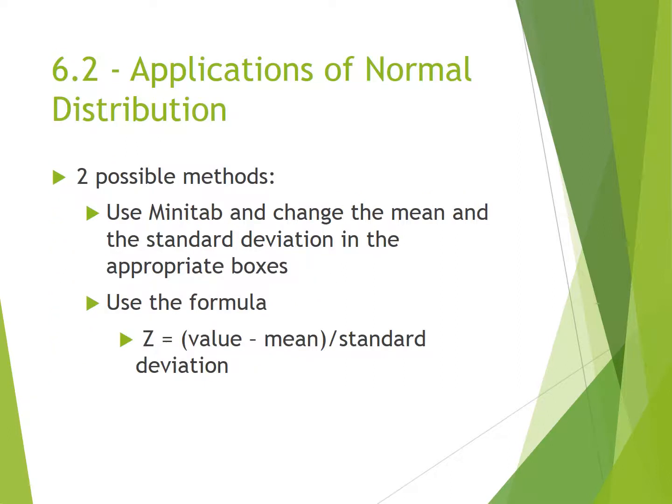So now we're going to continue on, but now we're going to be looking at the regular normal distribution, which is in real life what happens more often. There's two possible methods. You can use Minitab, and all you have to do is change the mean and the standard deviation. Or you have to use the formula, and then you have to, by hand, convert all of the values back to their z value, because the table in the back of the book is a standard normal distribution. Everything has to be converted to z's if you use the table.